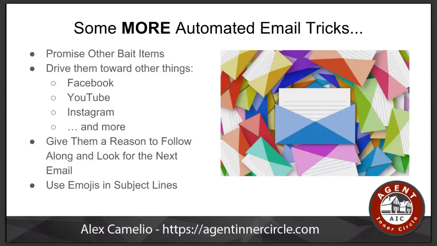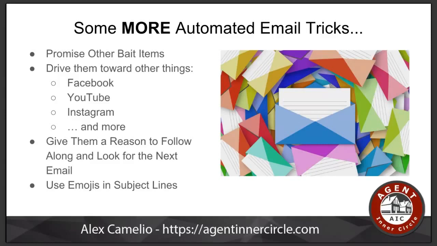The first is promise other bait items in the email itself. So in that first welcome email, you want to say things like, hey, I'm going to be giving away 2 movie tickets somewhere along this email for someone that answers a question, or I'm going to be giving away another report, or I'm going to be giving away a how-to video, or whatever it might be.